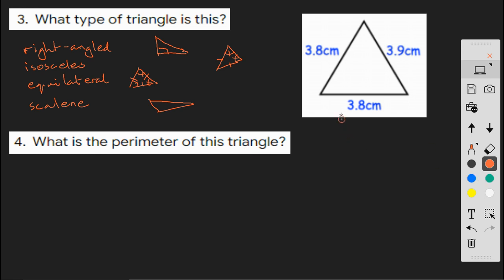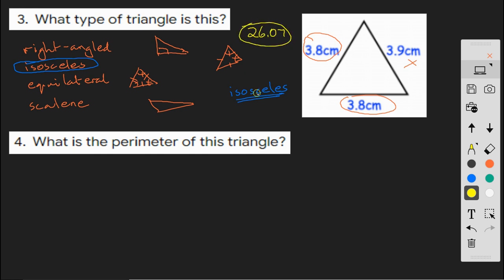So hopefully we can see here that we have 2 sides which are equal at 3.8. 3.9 is not. So what we have here is an isosceles triangle. Do try and make sure that you spell these words properly, and 26.07 might give you some more useful information there.